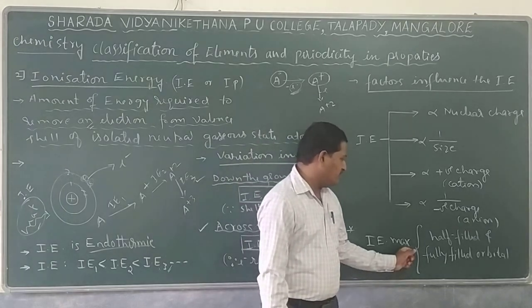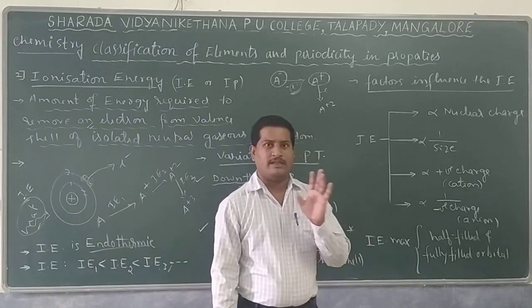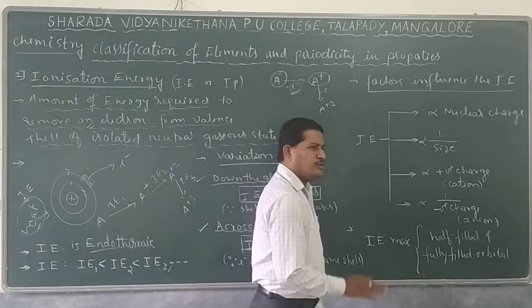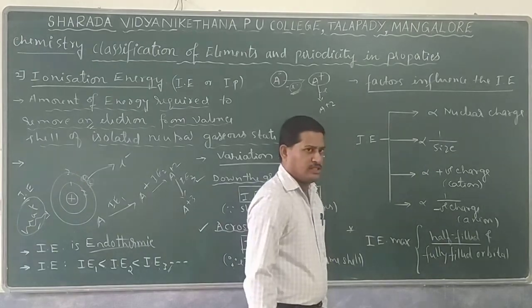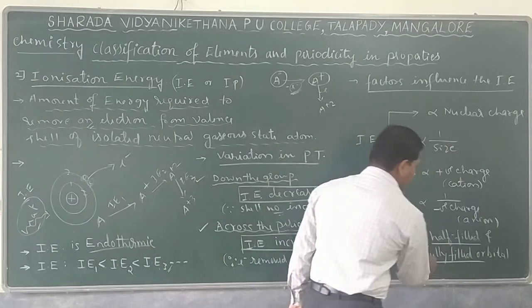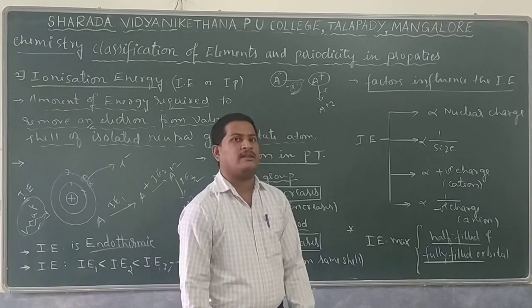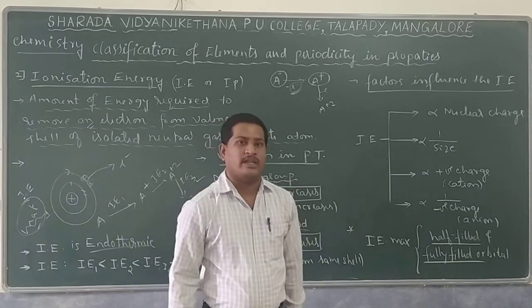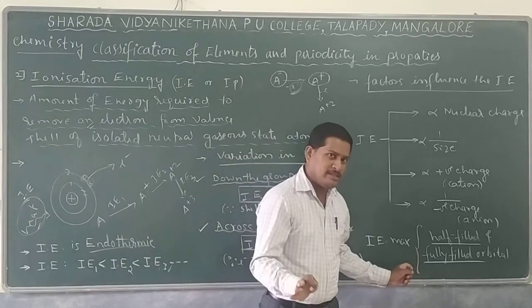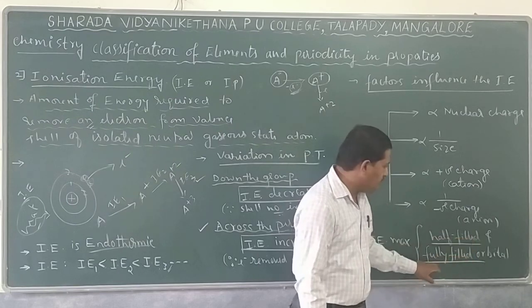And here it is observed that some exception cases can be found, and that is observed while writing the electronic configuration. So for those elements whose configuration ends with a half filled orbital or fully filled orbital, removal of an electron needs more energy. So those elements have their electronic configuration ending with a half filled state or fully filled state.